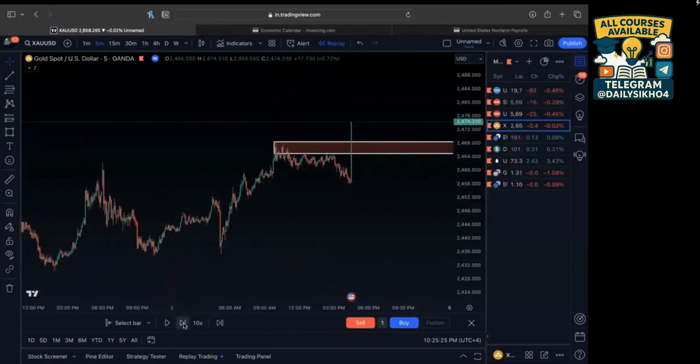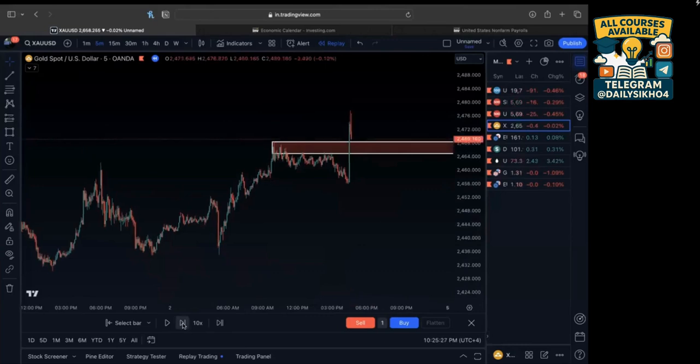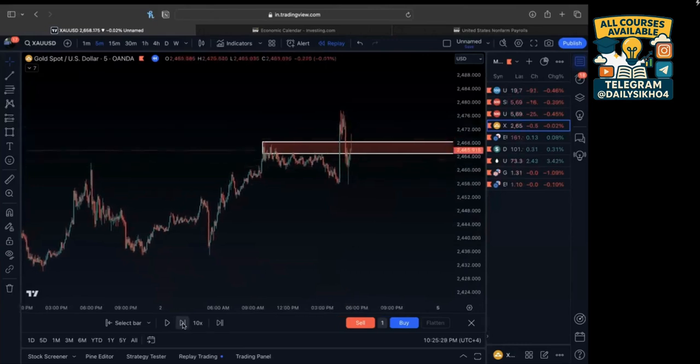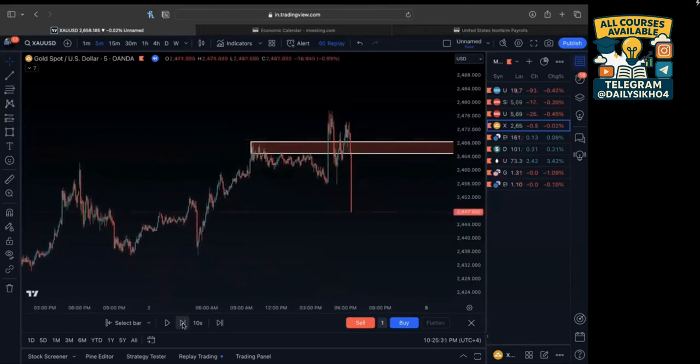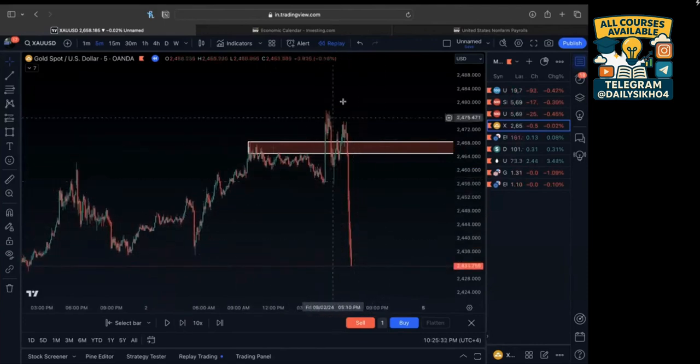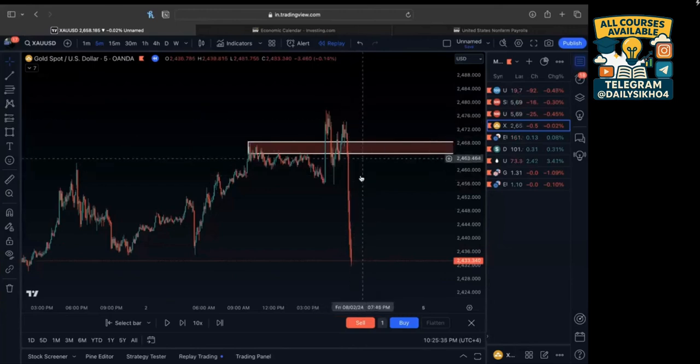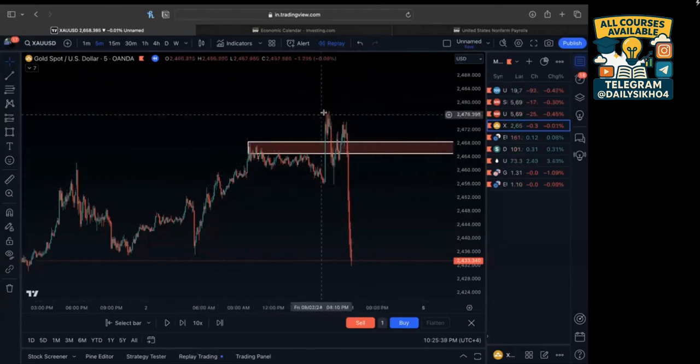And then price might go down. So price pierced through that supply and then it came down. But again, if you would have taken this particular trade from a news perspective, you might not have made a lot of money. But after that, you can see what happened. Price took out the liquidity and then later came down.